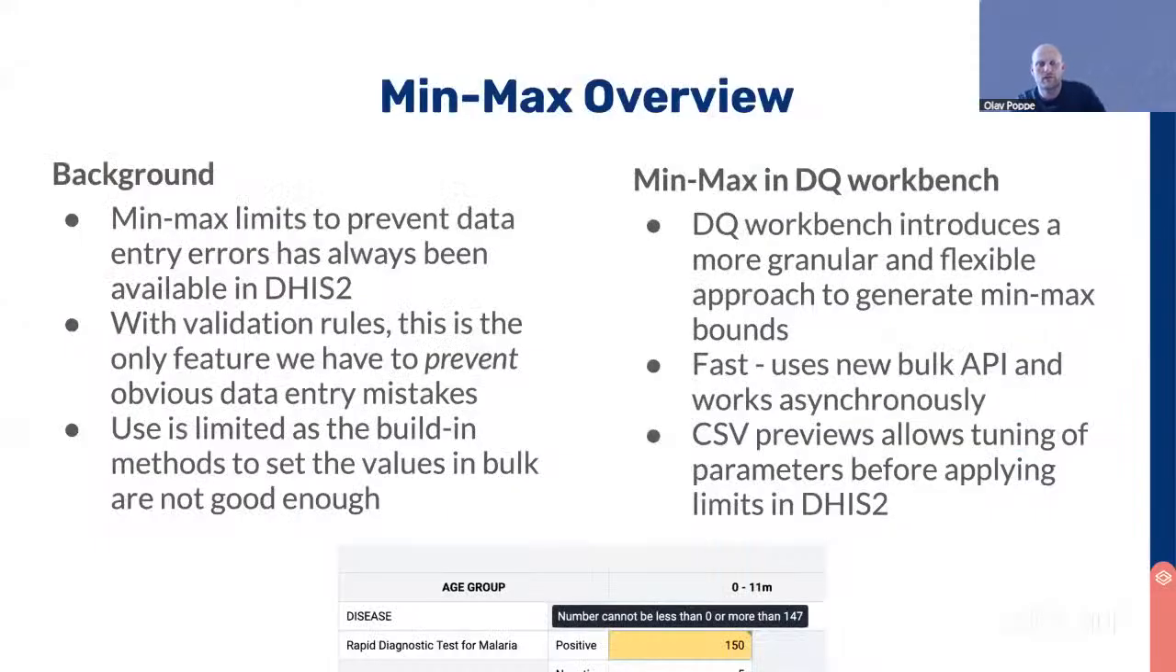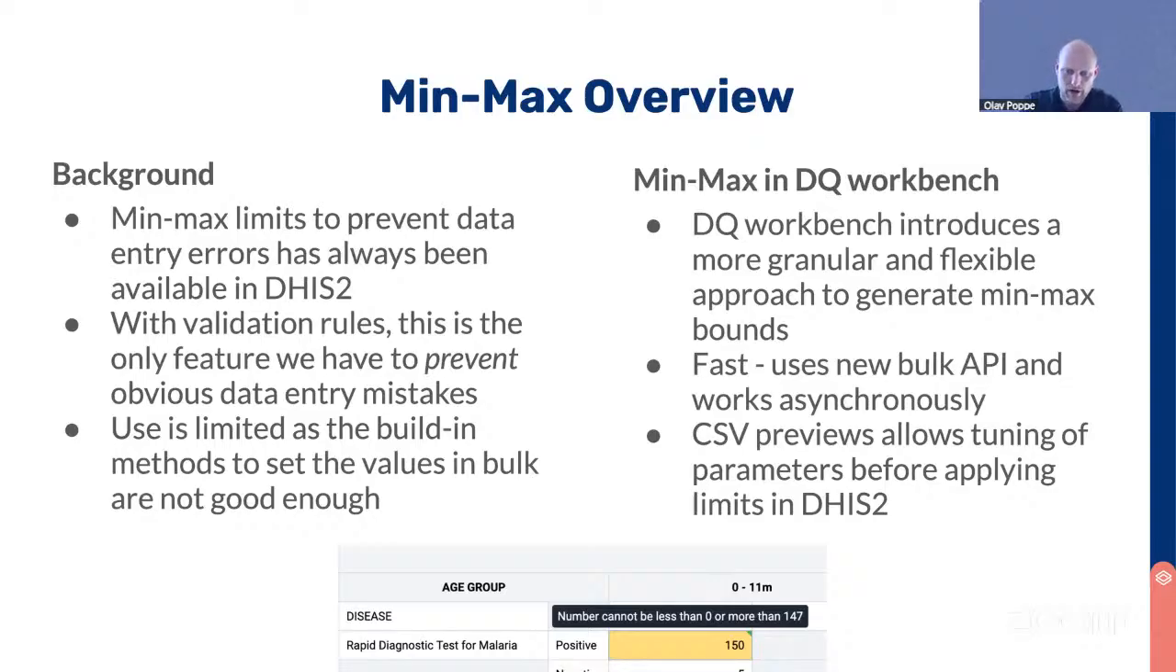Okay, so let me just quickly run through this min-max generation. This is slightly different from what Jason has been talking about so far. What we've looked at now for the monitoring of metadata, outliers, and validation rules has basically been about counting issues and putting the aggregate counts back into DHIS, where you can use them for analysis, etc. This min-max generation is slightly different.